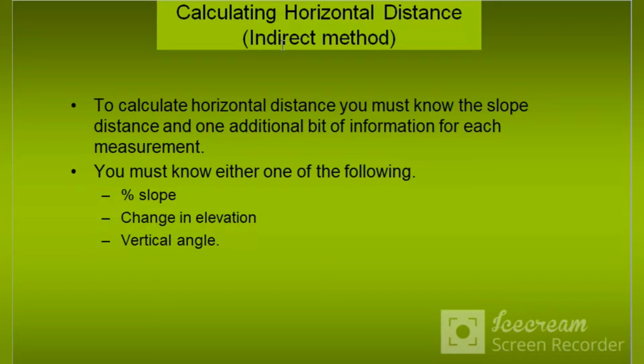Calculating horizontal distance in direct method. To calculate horizontal distance, you must know the slope distance and one additional bit of instrument information for each measurement. You must know either one of the following: percentage slope, or change in elevation, or vertical angle.